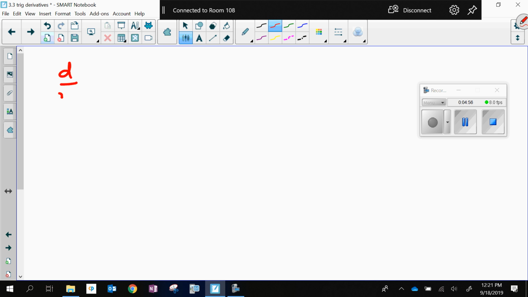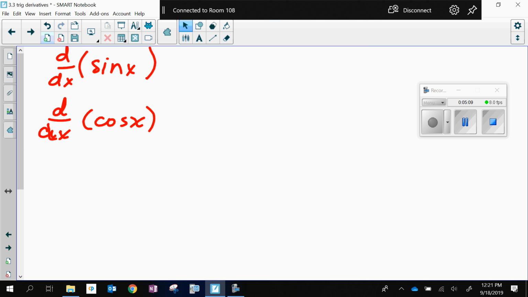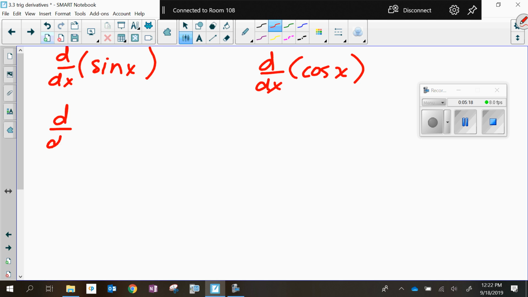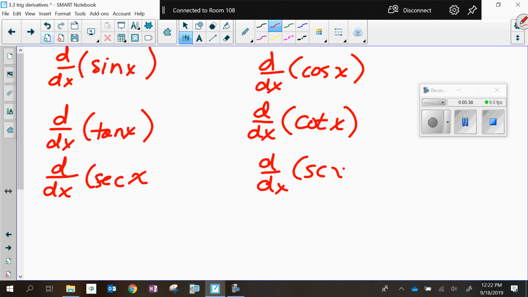So we got sine, we need to look at cosine. I'll put that one over here. There is a method to my madness here. Okay, I'm going to put tangent here and secant here. Cotangent is here and cosecant is here. Dang it.